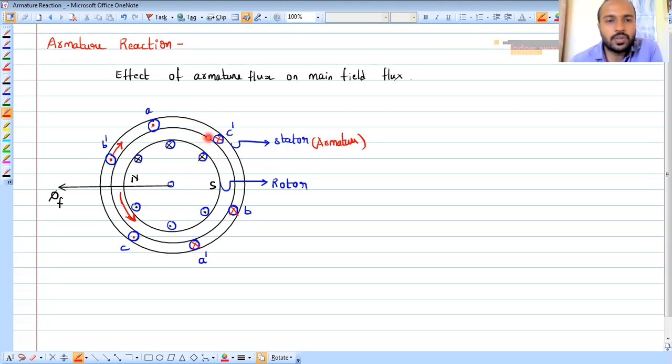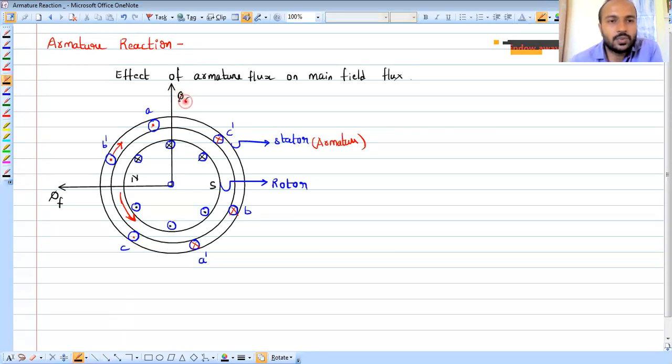So we can represent the armature flux direction with the help of the right hand thumb rule. On the right side, in C dash, B, A dash, current is entering and here current is leaving. Then apply the right hand thumb rule. Then the direction of the magnetic field will be in the upward direction. Right? This is the direction of the magnetic field.